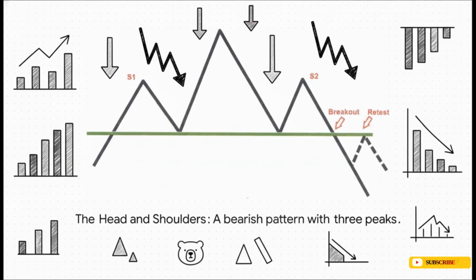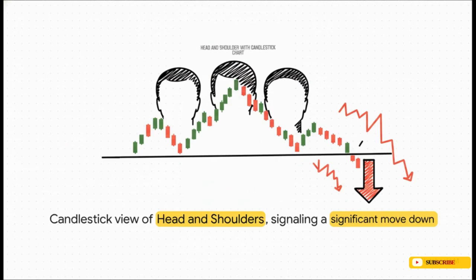Then, part 3, a final, weaker attempt to rally that doesn't even make it as high as the head, that's the right shoulder. That failure, that's the key. It shows the uptrend is in serious trouble. And here it is on a real chart.